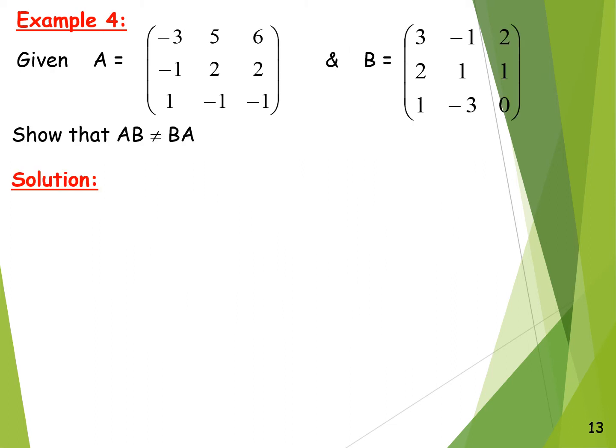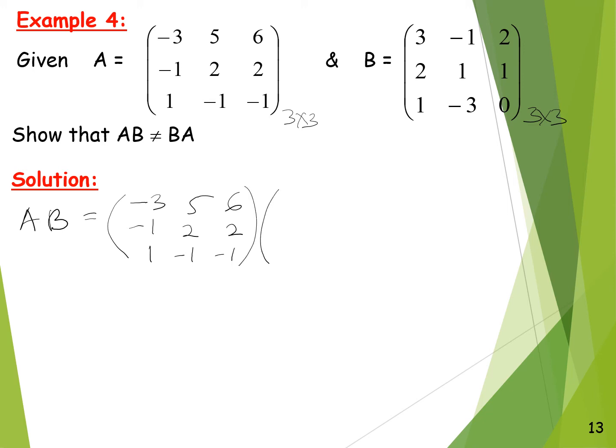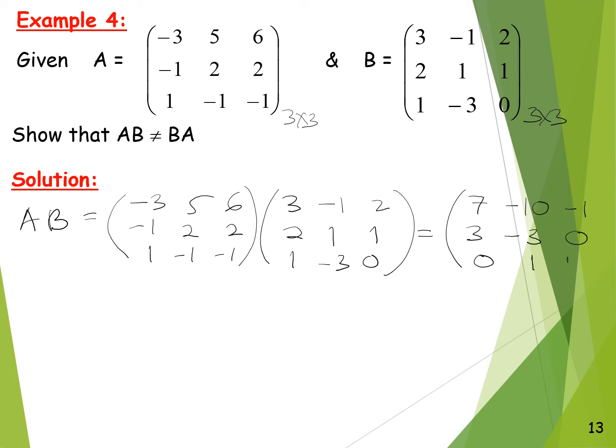Example 4. Given A is a 3 by 3 matrix and B is a 3 by 3 matrix, show that AB is not equal to BA. So if we find the multiplication of AB, we put the matrix A: negative 3, 5, 6, negative 1, 2, 2, 1, negative 1, negative 1, times the matrix B: 3, negative 1, 2, 2, 1, 1, 1, negative 3, 0. We will get the answer: 7, negative 10, negative 1, 3, negative 3, 0, 0, 1, 1.